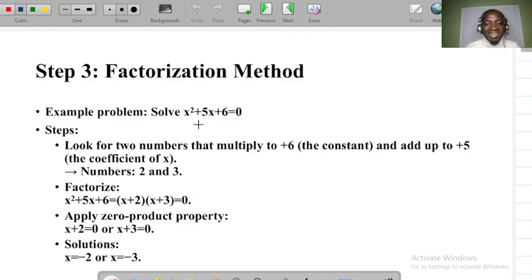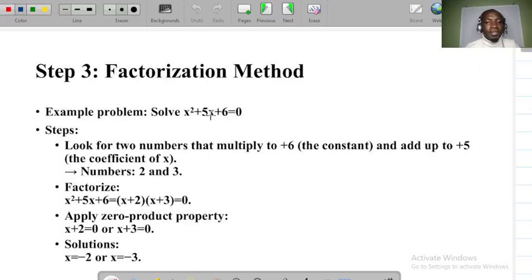Yeah, that's good. Yes, it's a quadratic, because the highest power of x here is 2, and when it's power 2, then it makes it a quadratic. That's good. Love that. Now let's move to the next step. The next step is to look for two numbers that multiply to give plus 6. Now this is the constant. This plus 6 here is the constant, and it's referred to as constant because it has no x attached to it. And then add up to plus 5, the coefficient of x.